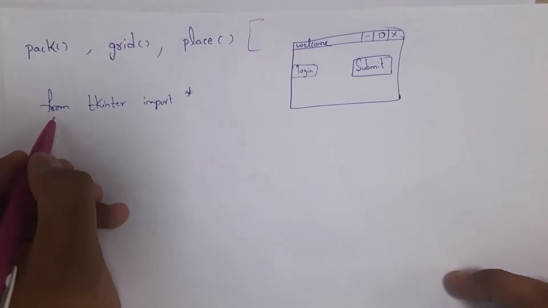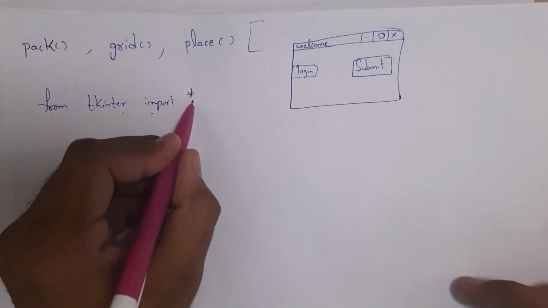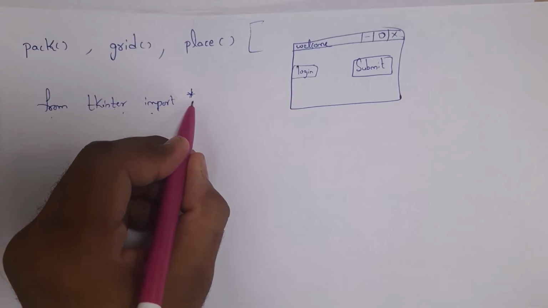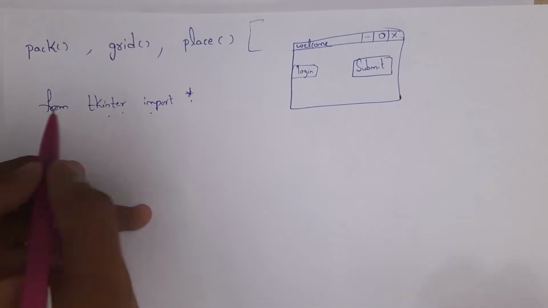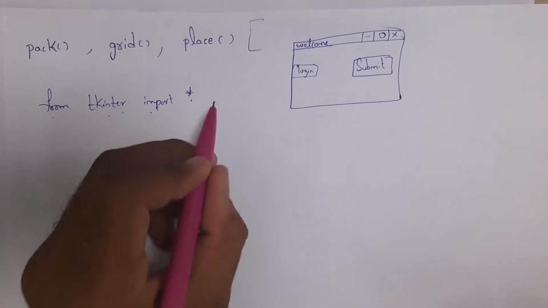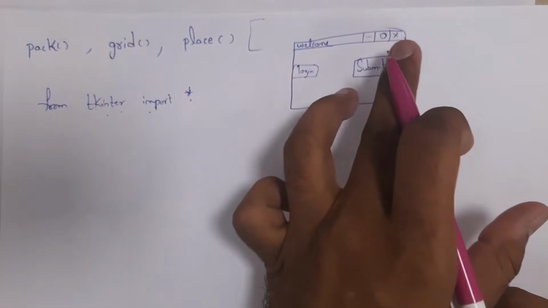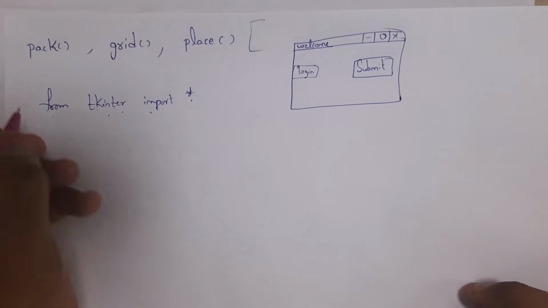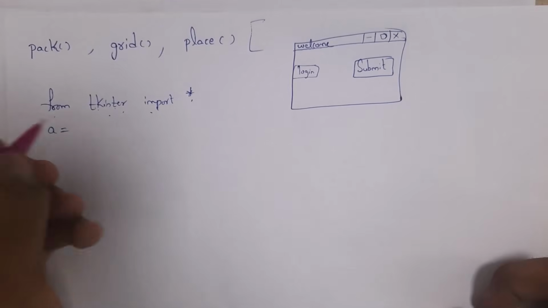Meaning of this is from tkinter module I am importing all methods, where here star represent all methods. Whatever the methods that this tkinter module contains, I am importing all these methods. So just write here from tkinter import star. And next one is we need to create window. I already said before, by using tk method we can create window. So you can take any variable. I am taking variable name as a equal to.